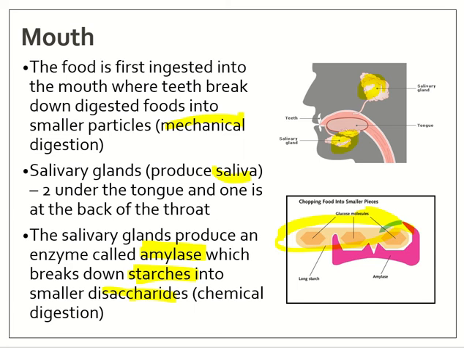Okay, so if you remember from the previous note, your starches, your carbohydrates, are primarily made up of glucose or monosaccharides, and that's what we need to be able to absorb into our blood. And so these amylase enzymes help break them down into smaller molecules.